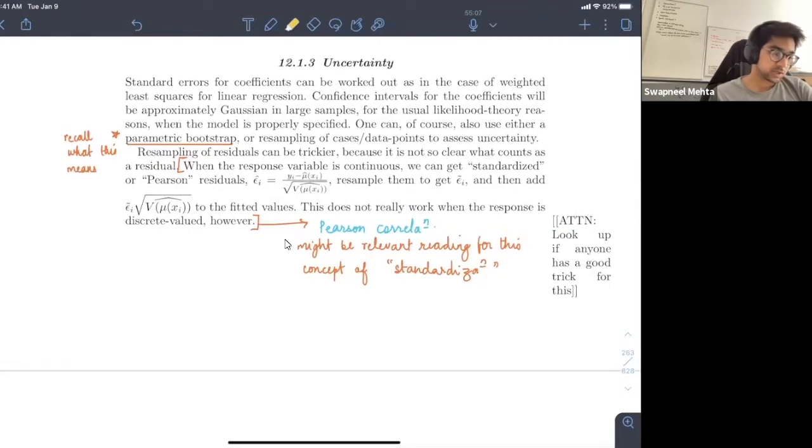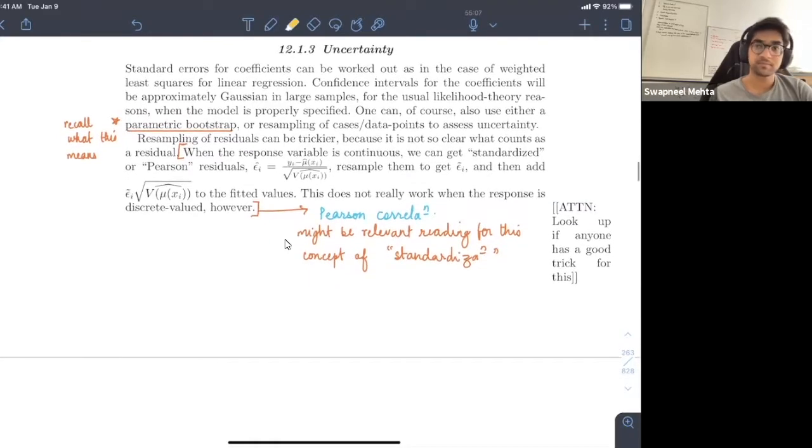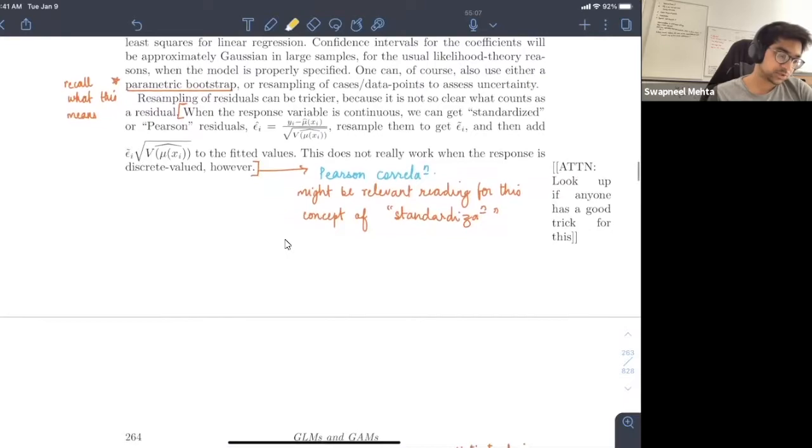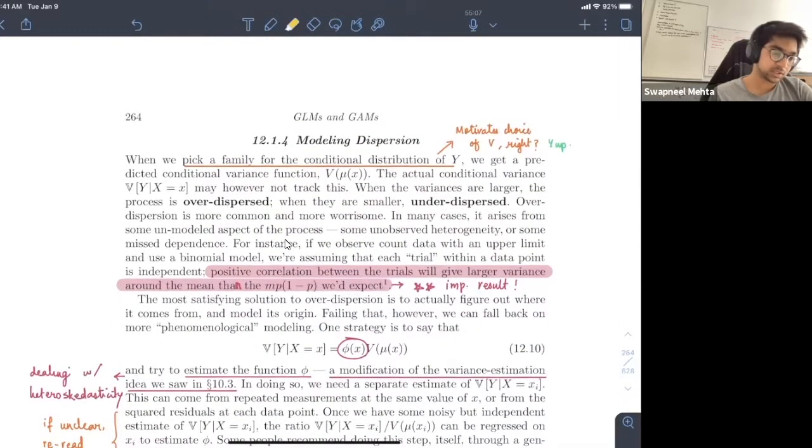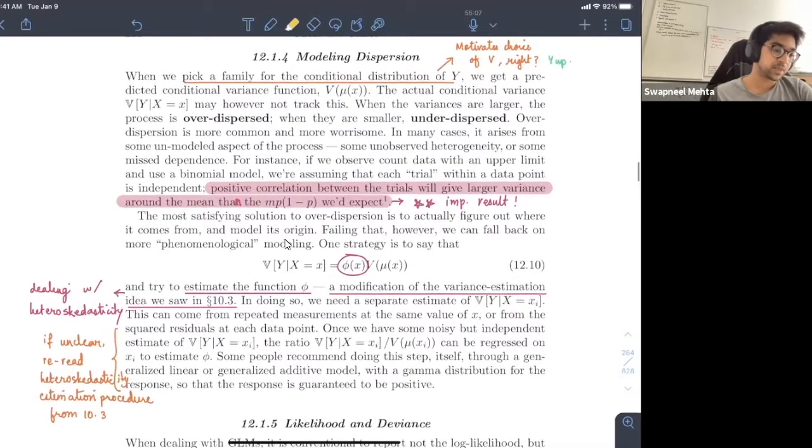What else do I want to say? There are certain standardized ways to work out the uncertainty of your coefficient estimates, and you should read about the Pearson correlation because that is of relevance. But other than that, nothing more to say about that.